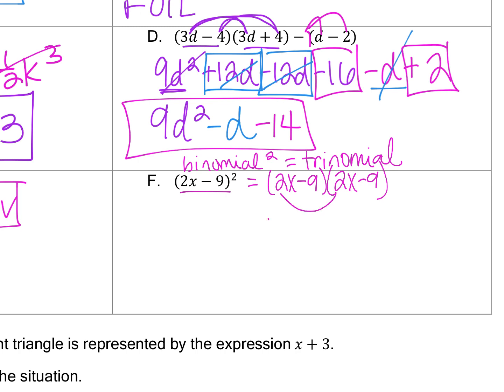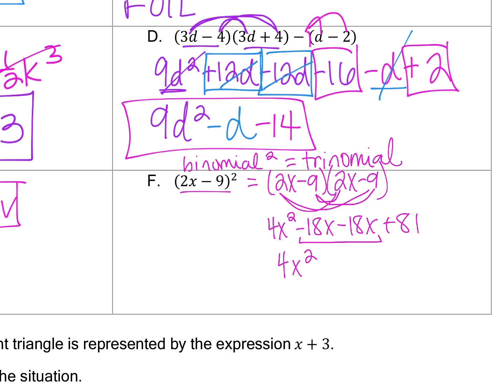Multiply the first terms together, you get 4x squared. Multiply the outside terms together, you get negative 18x. Multiply your inside terms together, you get negative 18x. And multiply your last terms together, you get positive 81. After you use FOIL, you need to combine your like terms. My like terms are the x's in the middle. So I have a 4x squared. When I combine the negative 18 and negative 18, that's negative 36x. And then bring down your positive 81. Notice I got a trinomial. Anytime I have a binomial squared, your answer should be a trinomial, which is 3 terms.